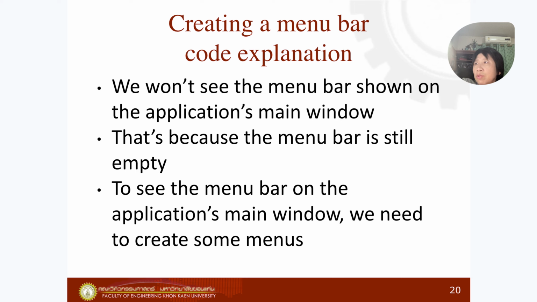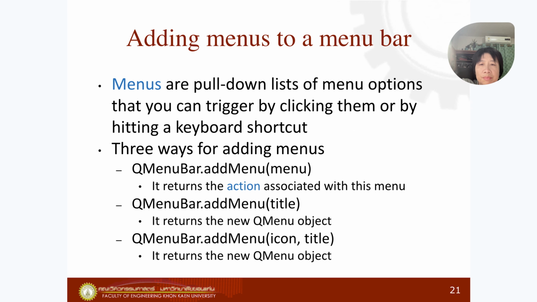Here we won't see the menu bar show in the application window because the menu bar is still empty. To see the menu bar on the application main window, we need to create some menus. So menus are pull-down lists of menu options that you can trigger by clicking them or by hitting a keyboard shortcut. And there are three ways for adding menus.